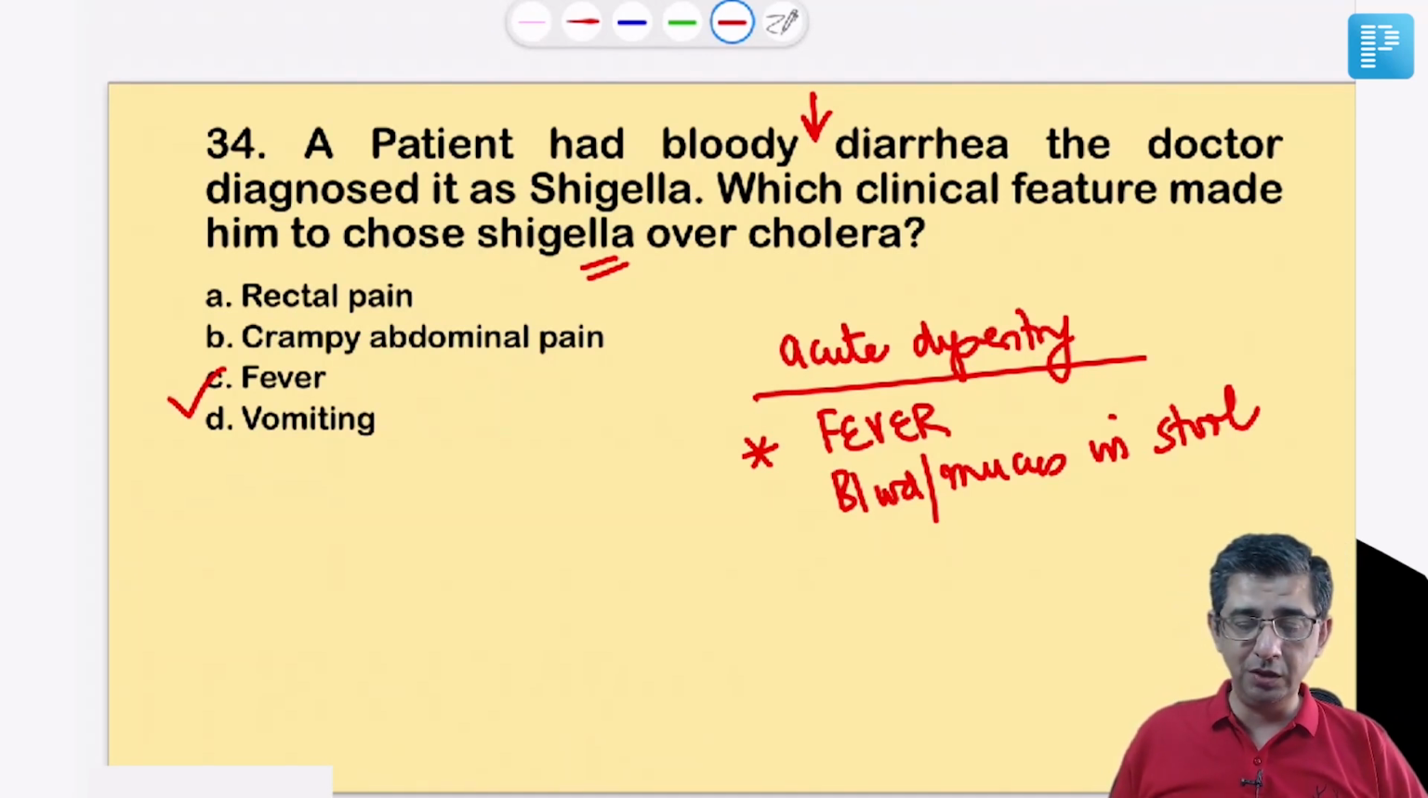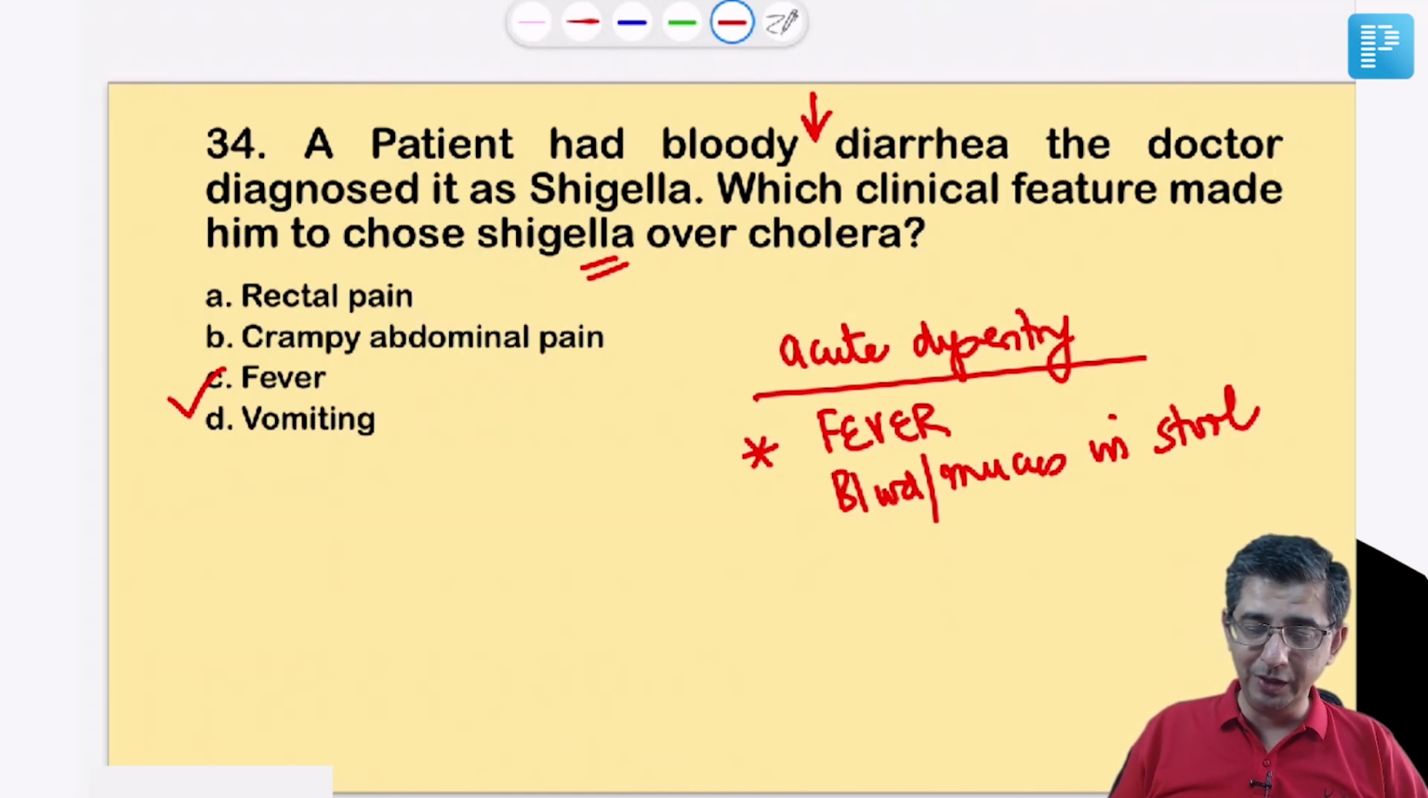The answer to this question turns out to be option number C. It was simply the definition of dysentery that was asked, and you would be starting this patient on nalidixic acid or norfloxacin, and it would be goodbye to shigellosis.